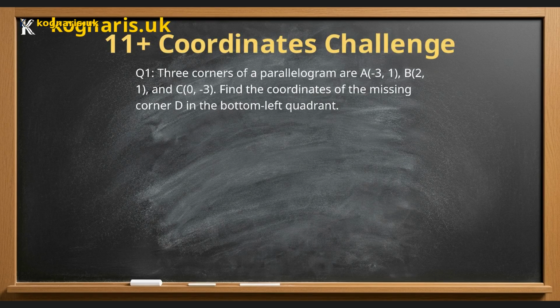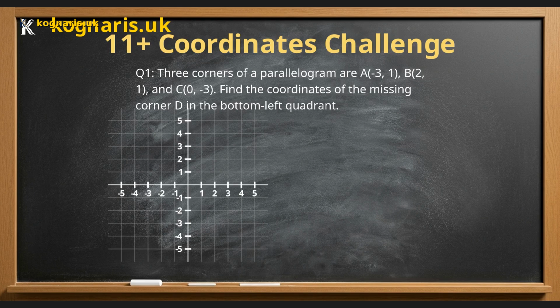Hello everyone! Today, we are mastering coordinates by solving 3 classic 11 plus exam challenges. Let's start with question 1. 3 corners of a parallelogram are at A (-3, 1), B (2, 1), and C (0, -3). We need to find the 4th corner, D.